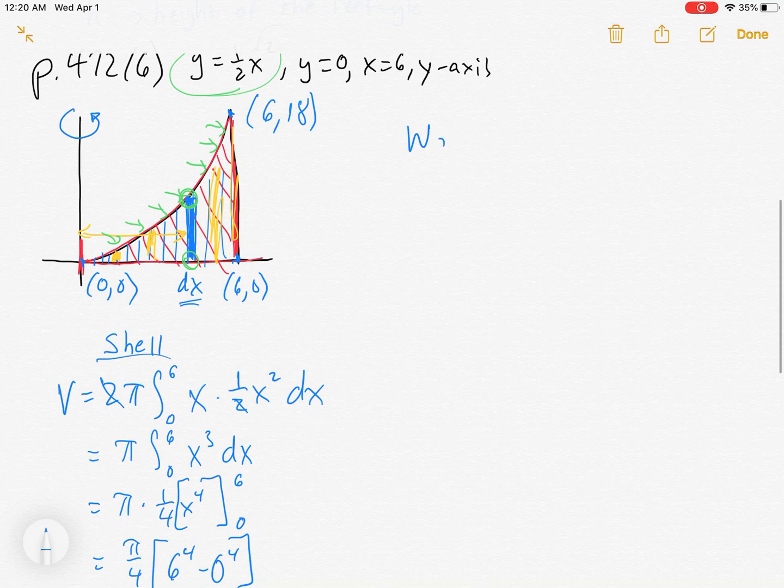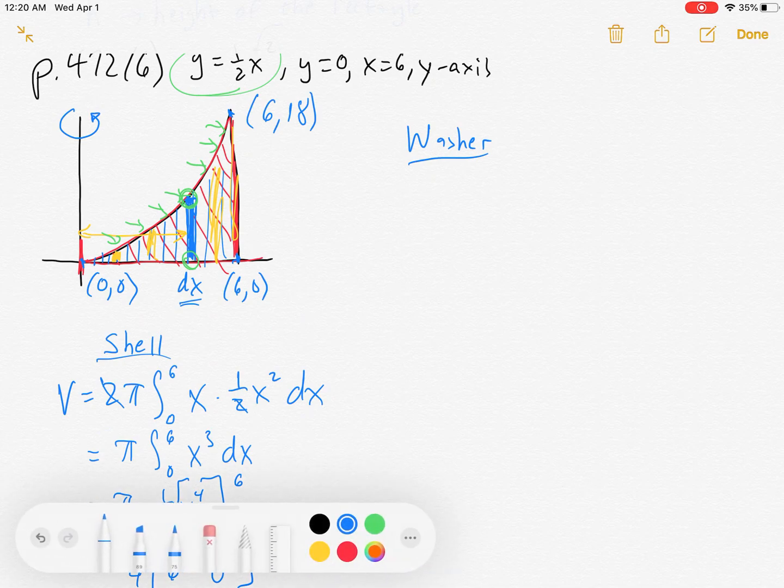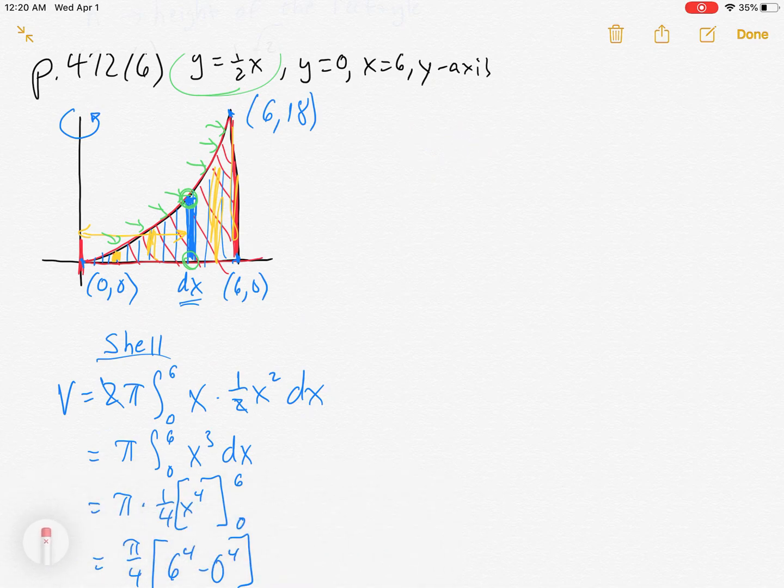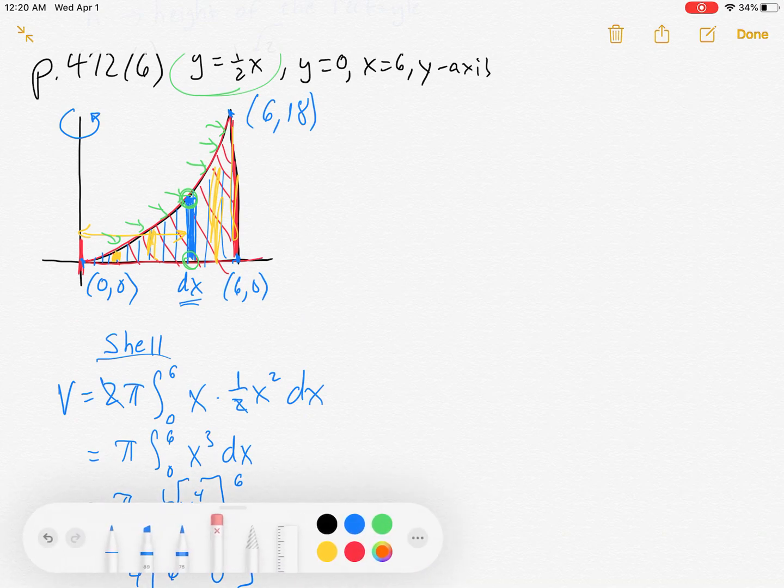So I'll have a little more space to do it up here. Washer, you know what? I'm going to draw this again. Generally, I would like you to make a sketch for everyone, because I wrote all over this thing. I have a vertical representative rectangle. If I do washer, I'm going to have a horizontal one, but it can be fast. Look how fast we can do this.